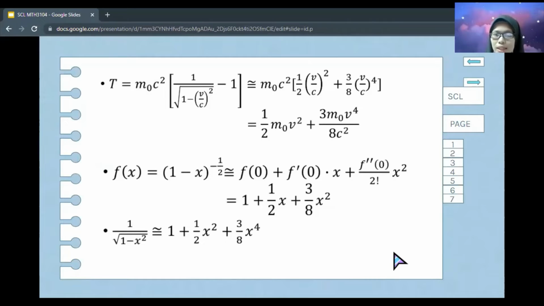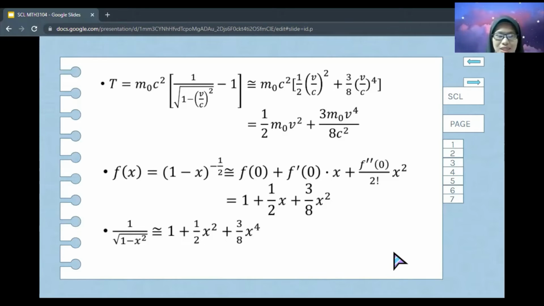Now I want the second polynomial. For the second Taylor polynomial, I need to add one more term, which is f double prime 0 over 2 factorial times x squared. So I take this function, take the second derivative, evaluate at 0, and divide by 2. If you go through the whole process, in this case the coefficient is 3 over 8 x to the power of 4.